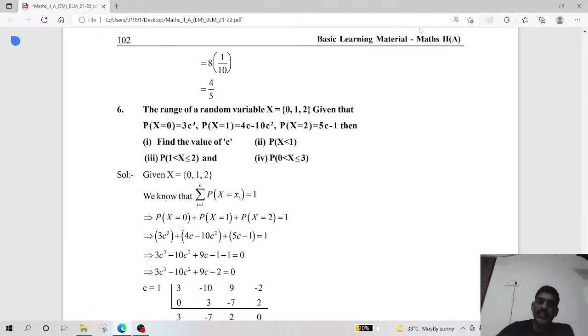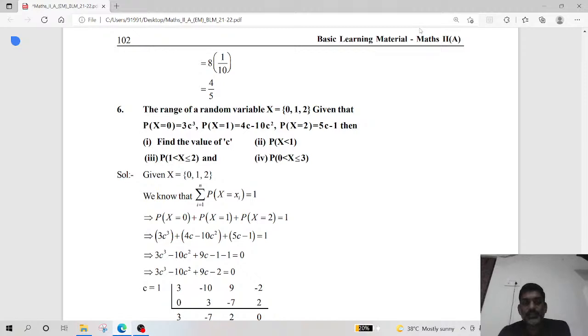Last question. The range of a random variable X is 0, 1, 2. Given that P(X = 0) is 3c cube, P(X = 1) is 4c minus 10c square, P(X = 2) is 5c minus 1. Then find the value of c. First question, find the value of c. Second question, P(X less than 1). Third question, P(1 less than X less than or equal to 2). And the fourth question is P(0 less than X less than or equal to 3).